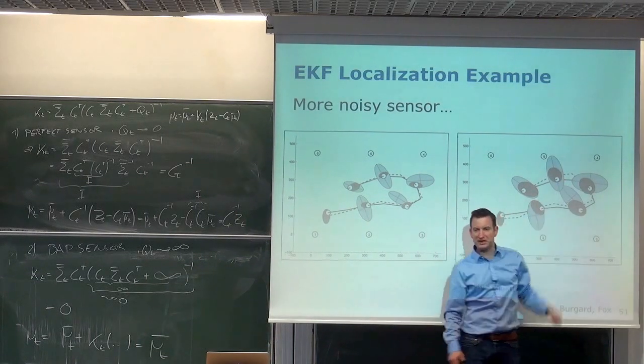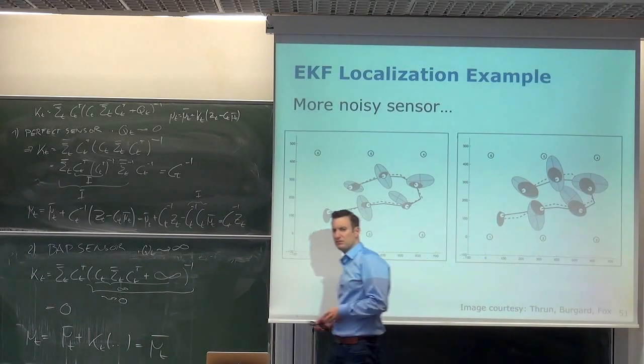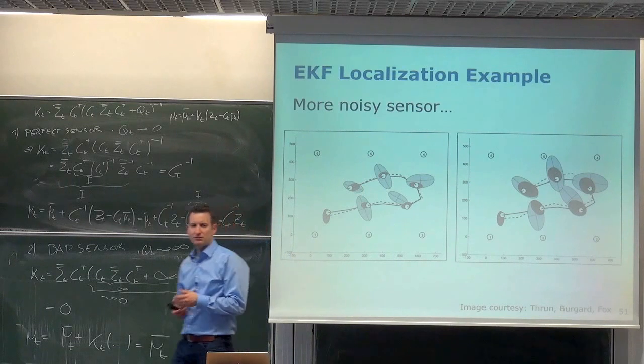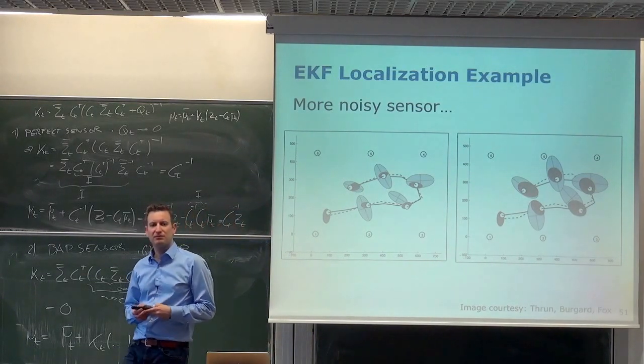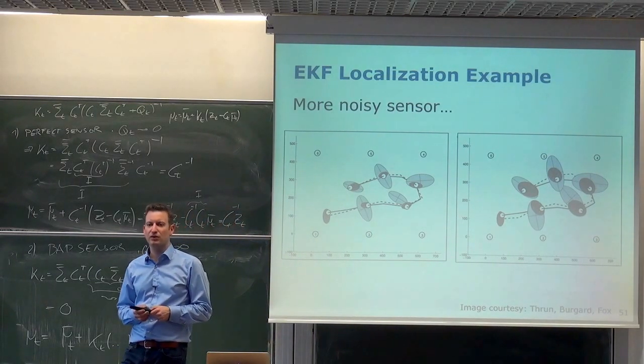Any idea why the predictions are larger? If the sensor is more noisy, why are my predictions more uncertain?